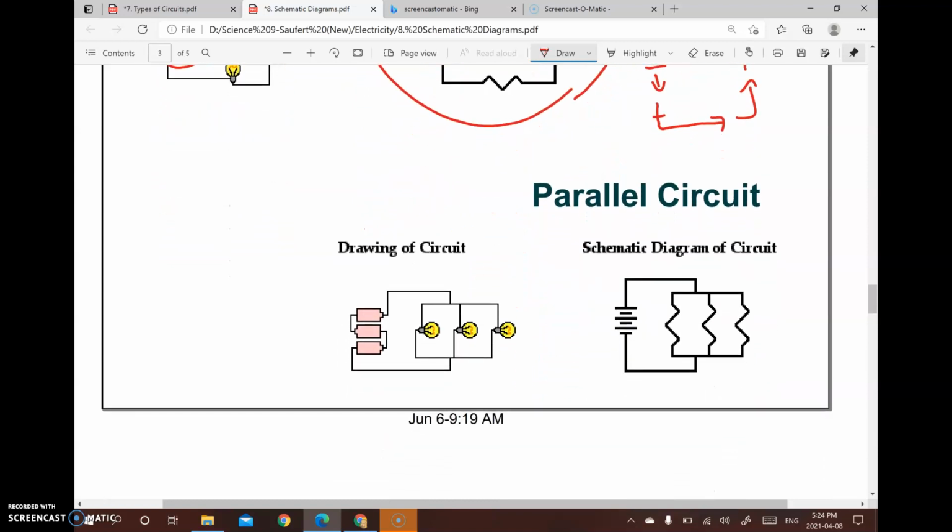Here we have a parallel circuit. It's parallel because there are three different pathways in this picture. So there's more than one pathway. And here is our schematic diagram. Once again, they're showing us the three batteries. We have the three different pathways, and each load is represented by a zigzag.